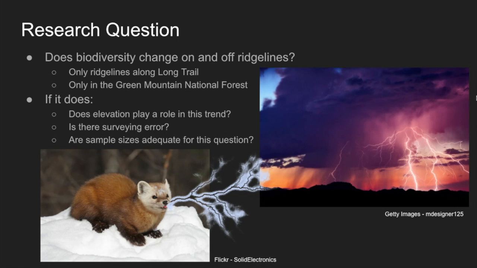This analysis was also done in conjunction with looking at potential surveying errors and whether or not it was statistically sound based on the sample sizes that were used. Some caveats to control for surveying error were that only ridgelines along the Long Trail within the boundaries of the Green Mountain National Forest were taken into account, and only elevations within the Green Mountain National Forest were surveyed to keep data trends as consistent as possible.